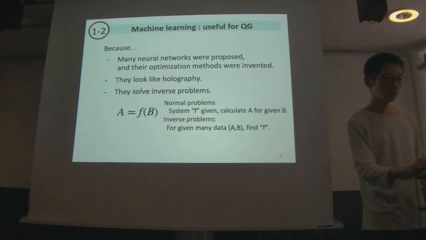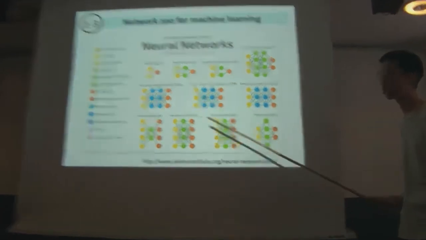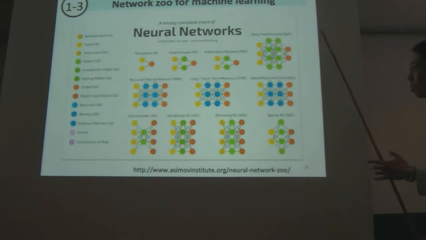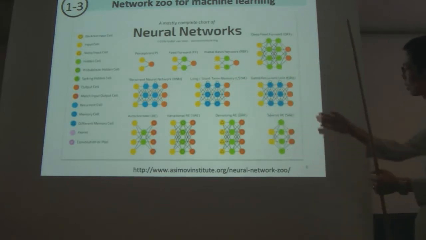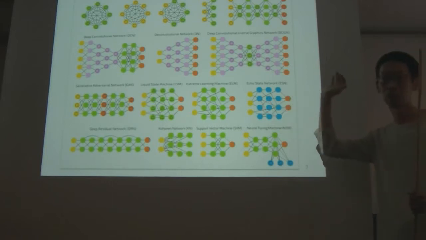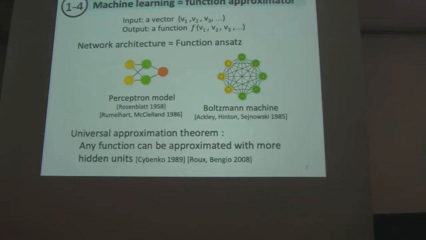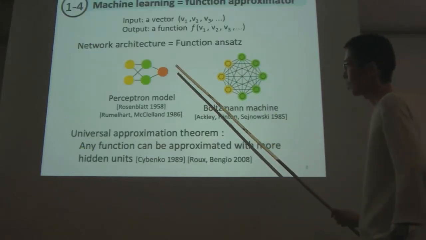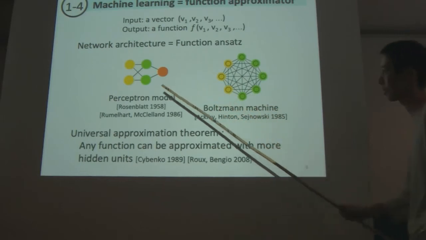Okay, so let me be more concrete. If you Google the words network zoo for machine learning, then you can get this picture. So there are many architectures for neural networks. This is the famous Perceptron model, feed forward, and I'll explain what these circles and lines are. And this is not all; you have more of them. Each of these has some name for the use or purpose of the architecture. Among these, I'll pick just two of them and explain how they work. This is the famous Perceptron model, and this is also the famous Boltzmann machine. So I'll explain these two.